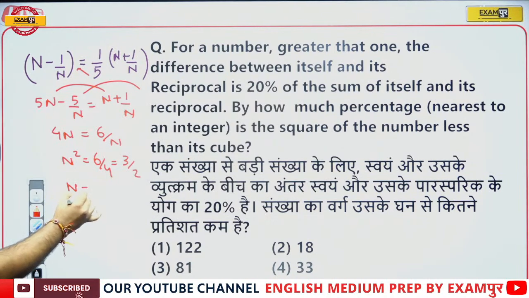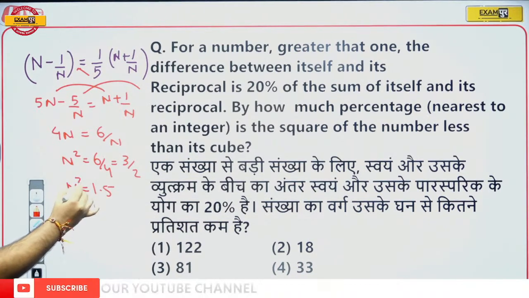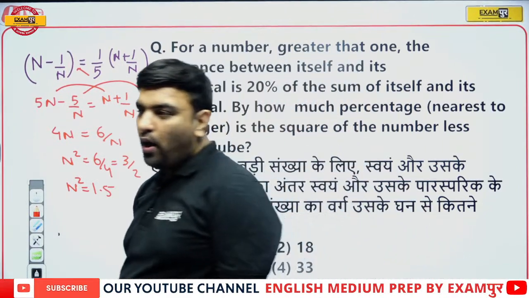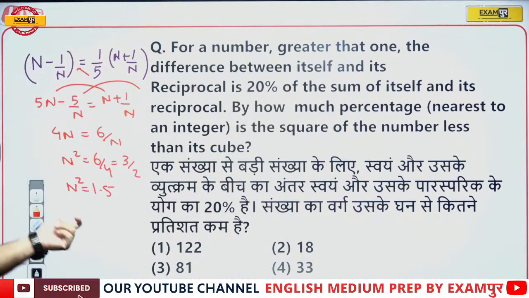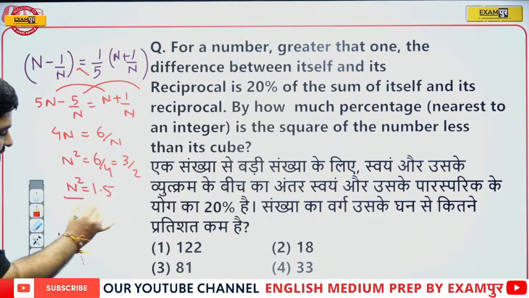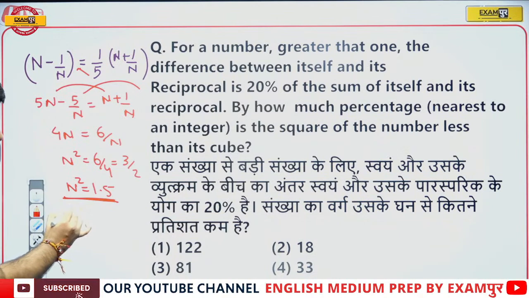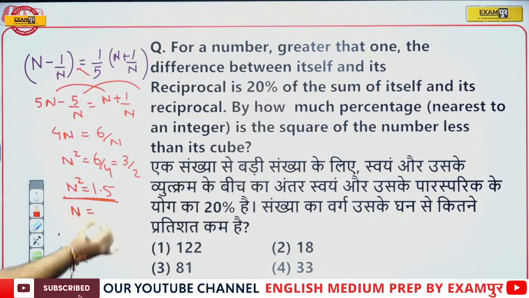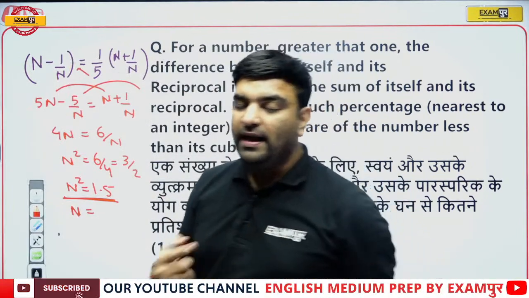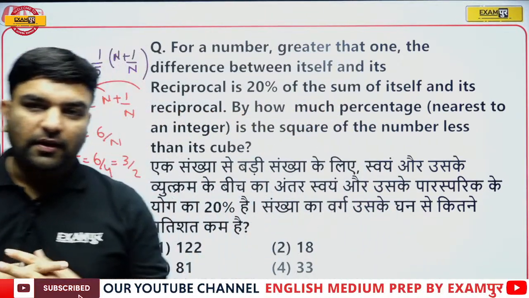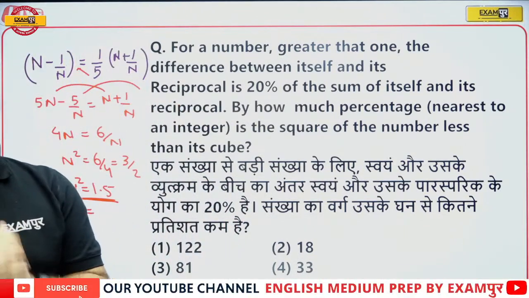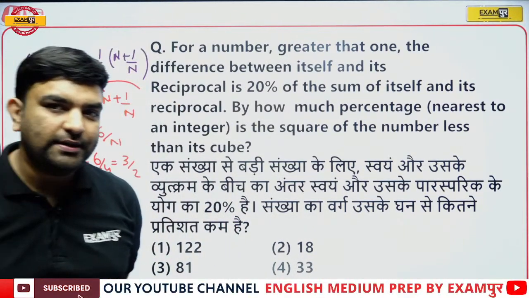Now, why am I writing it in the decimal form? There is a logic for it. Because n square is 1.5, you have to predict that n is equal to how much, approximately. If n square is 1.5, n would be what? Any prediction from your side?